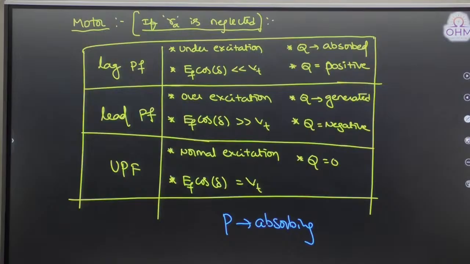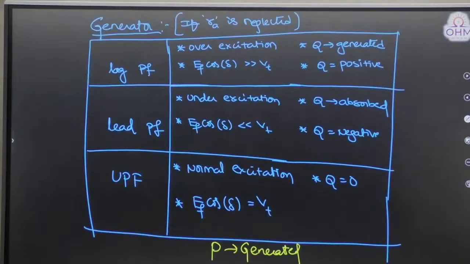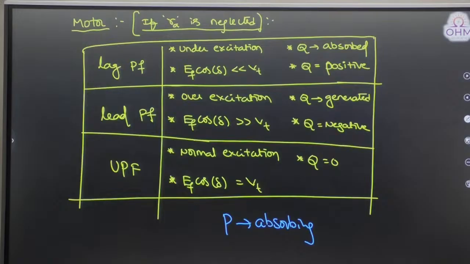But reactive power flow will tell you what is the power factor of the machine. If reactive power is positive in motor, it is lagging power factor. If reactive power is negative in motor, it is leading power factor. If reactive power is 0, unity power factor. In generator, if reactive power is positive, lagging power factor. Reactive power negative, leading power factor. Reactive power 0, unity power factor. So the power factor, whether it is lagging or leading or unity, of any synchronous machine, you can understand by calculating the reactive power value, not by calculating the active power value. Got it? Now we will try to answer a question related to the power flow diagrams and the excitation conditions of the synchronous machine.